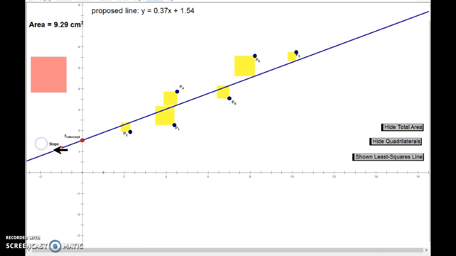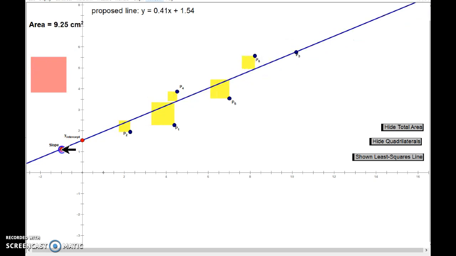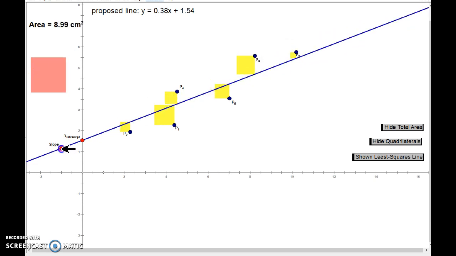But remember, I can modify two different variables here, right? 2.5. Ooh, got it to 9. So if I keep playing around with this, I can try to get the smallest value as possible.